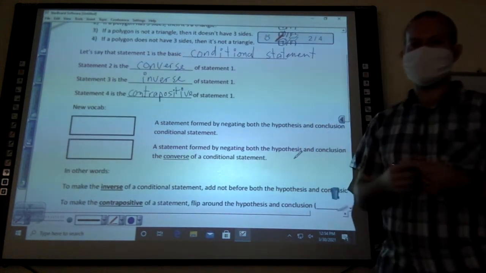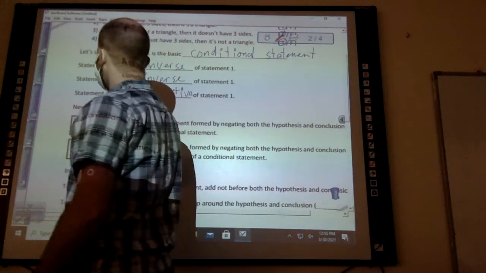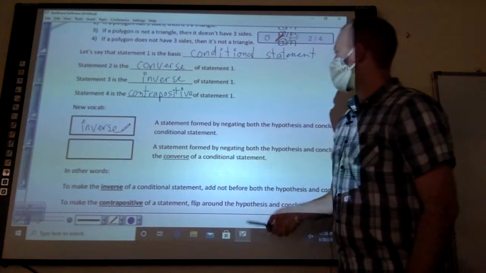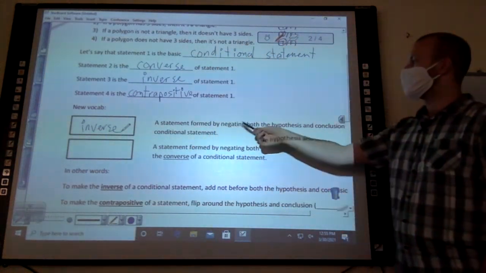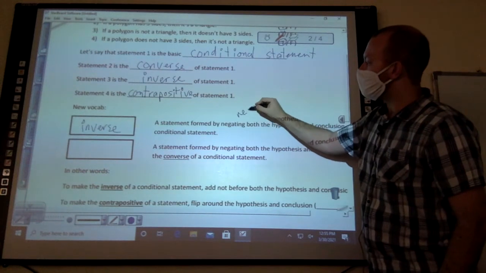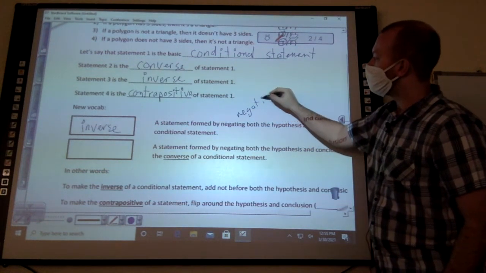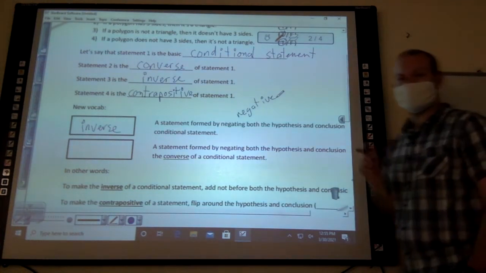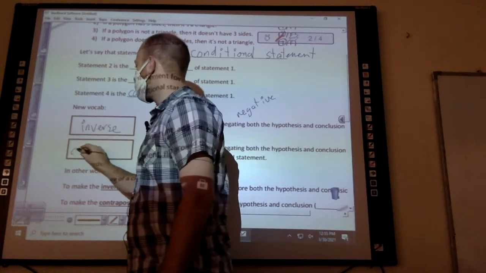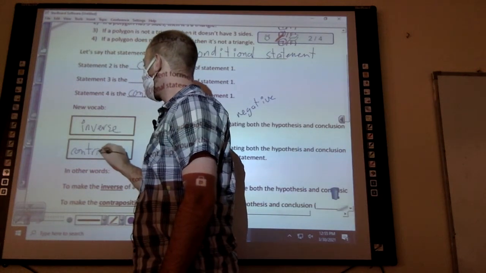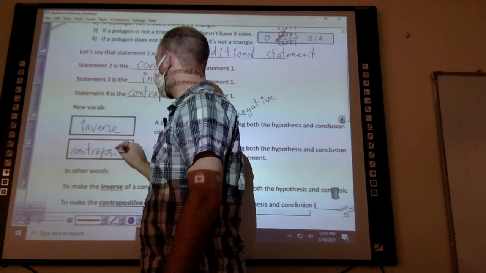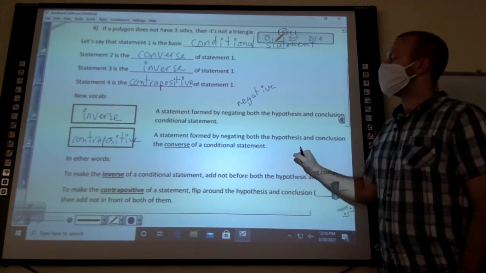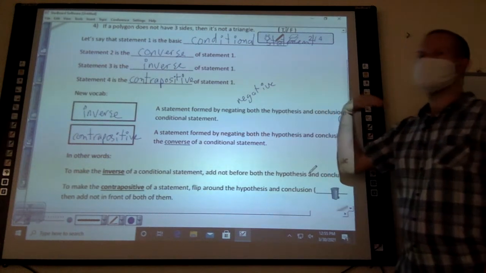So let's officially define these 2 new ones. We've got an inverse, which means a statement formed by negating, so making the negative, both the hypothesis and conclusion. Then here we've got contrapositive, which is just either the converse of the inverse or the inverse of the converse.